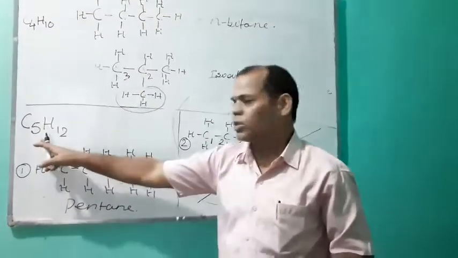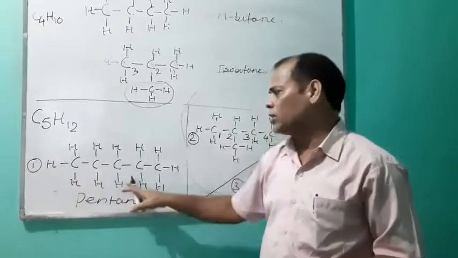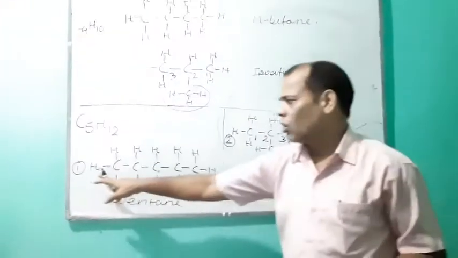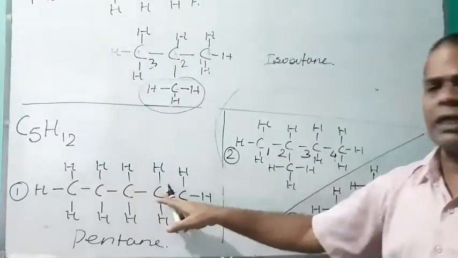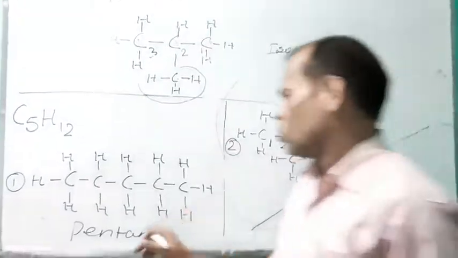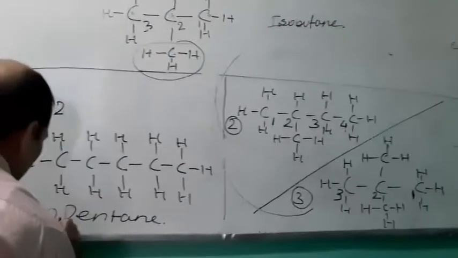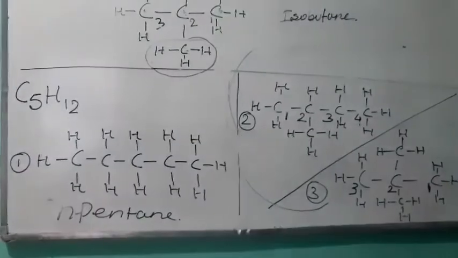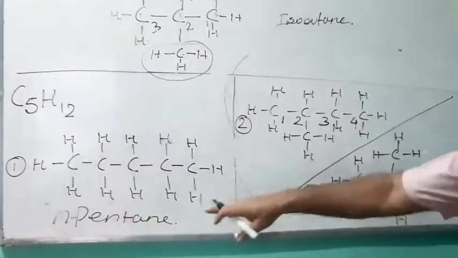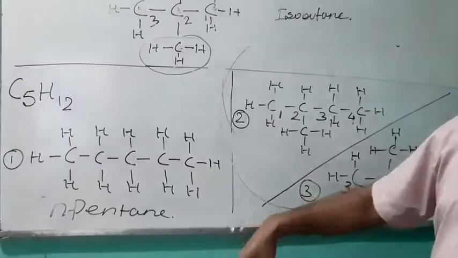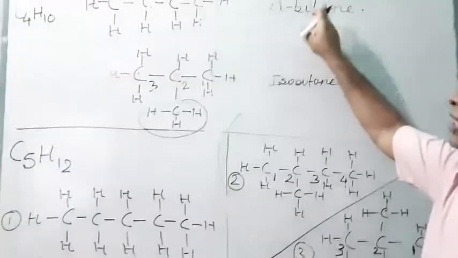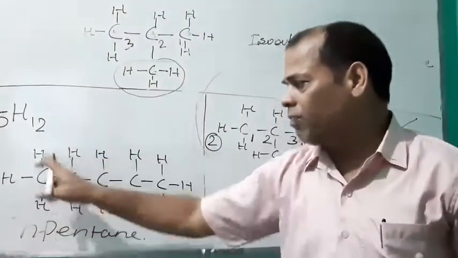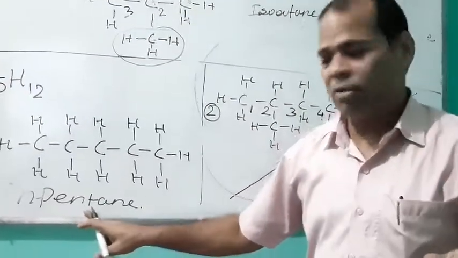Now let us talk about C5H12. Here also all carbons are connected in a continuous chain. So what would it be? Normal pentane. I am talking about the common name now. Normal butane is a common name, isobutane is a common name, and again for C5H12 the common name is normal pentane.